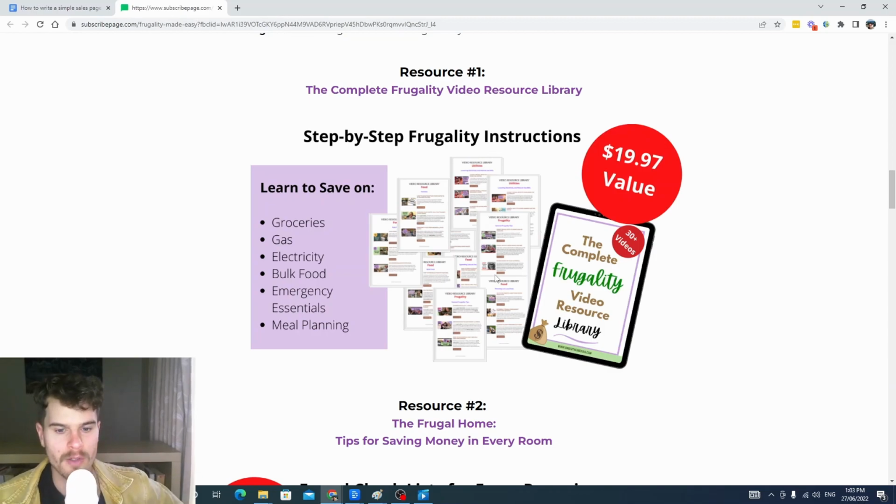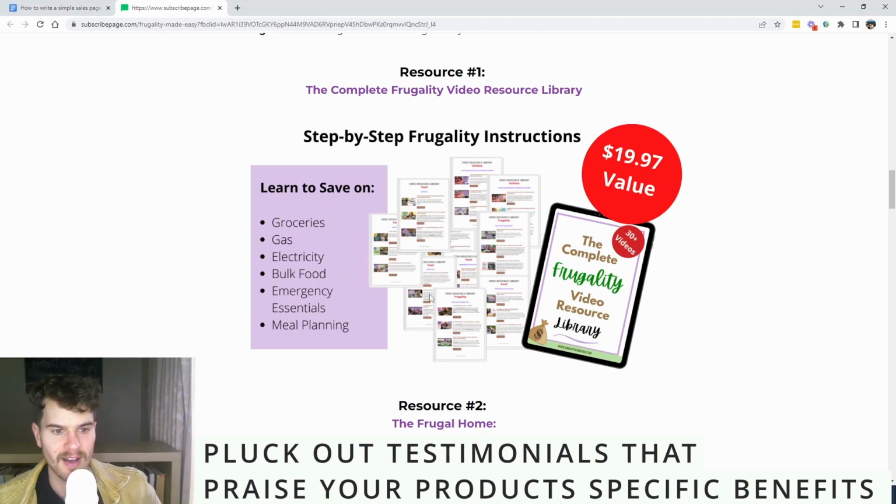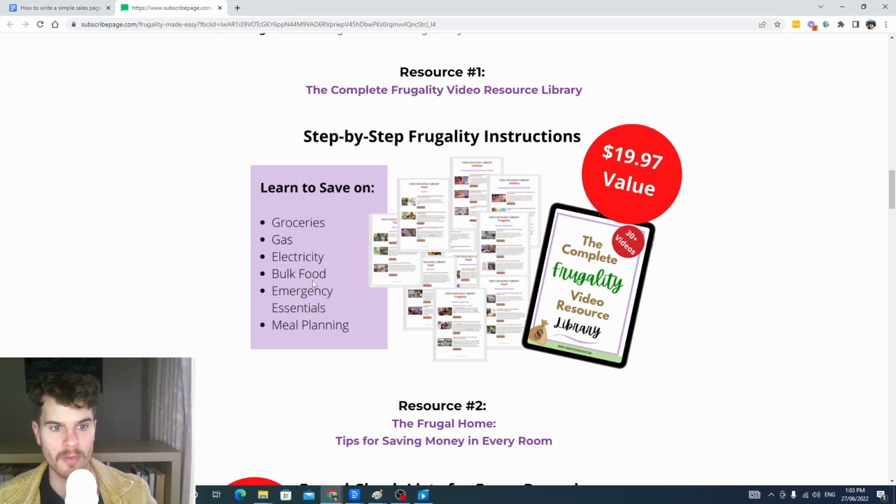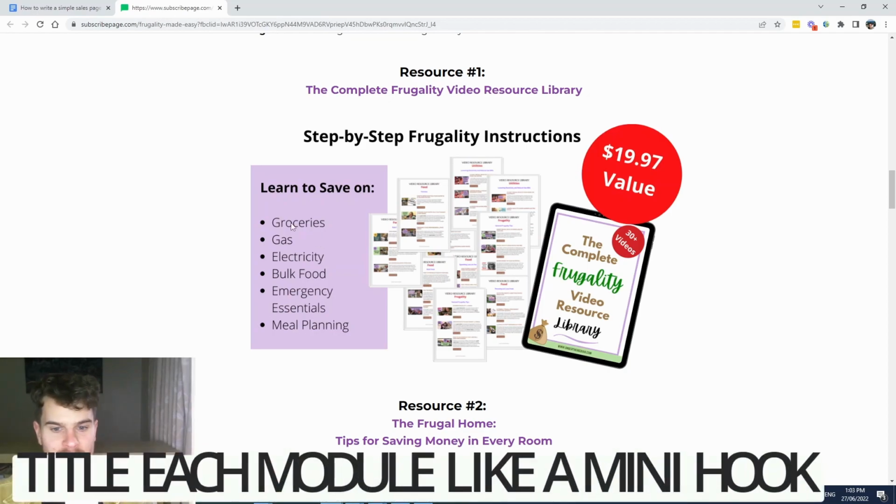So to break this up, after resource 1, step-by-step frugality instructions, I would have a specific testimonial here that talks about someone who's saved money on groceries, gas, electricity, or bulk food. Like, "Thanks to Hope, I've saved $97 every quarter on my gas, groceries, and electricity. Thanks." And have that testimonial right here.